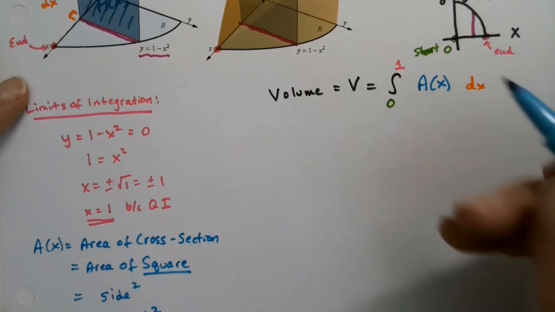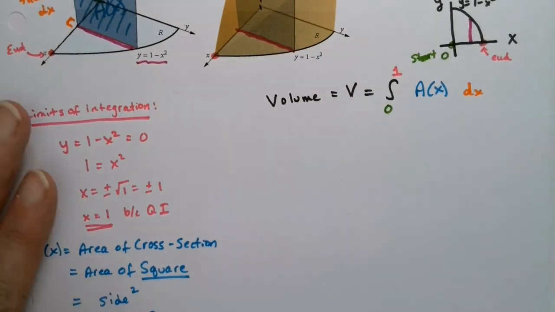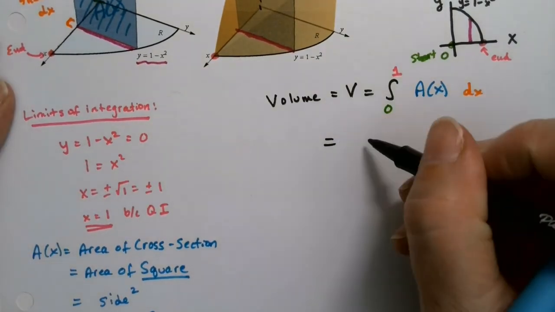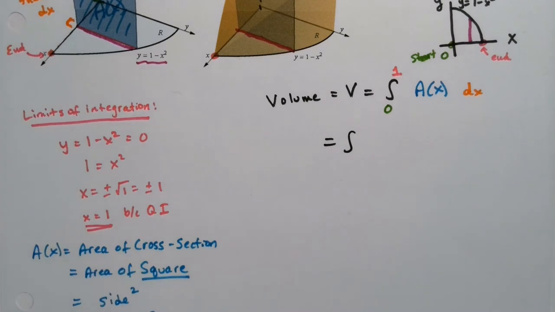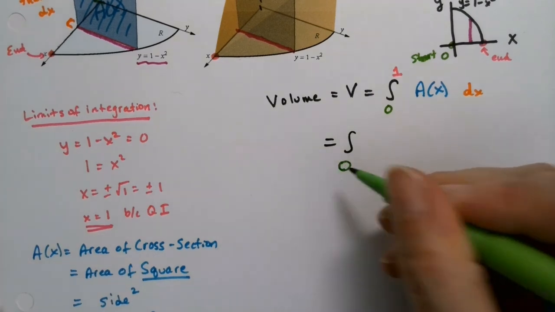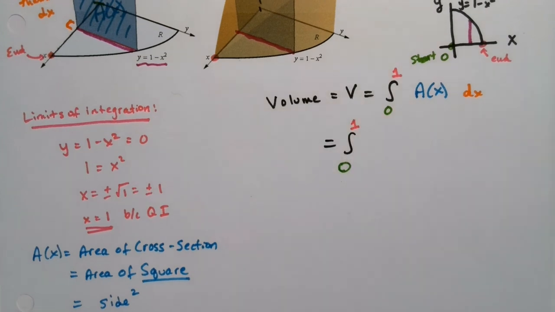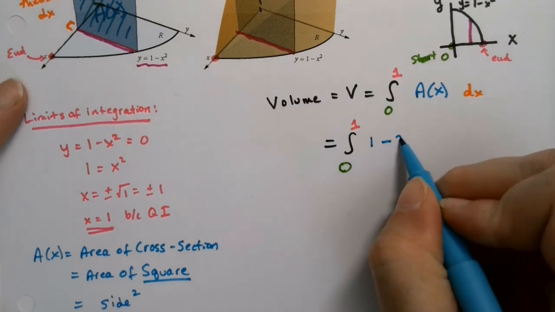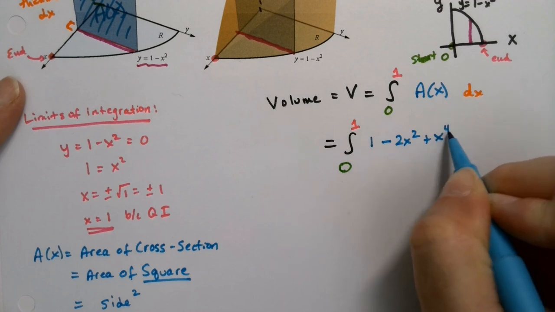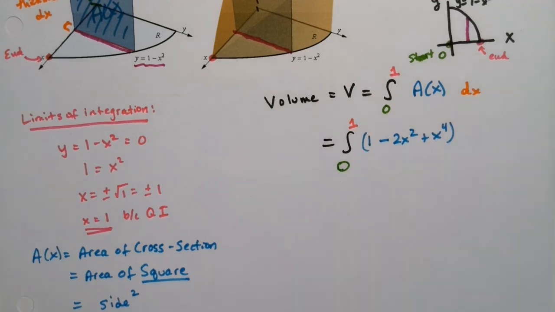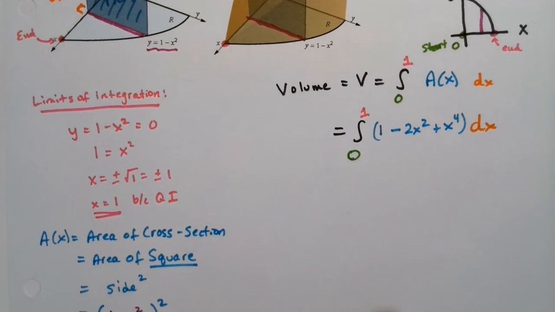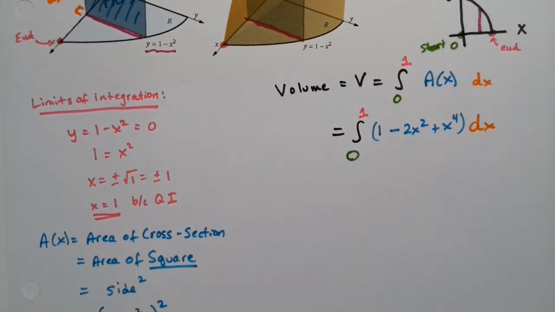All right, so I'm going to take that and put it into my lovely volume integral. So I'm going to go from 0 to 1, and I'm going to integrate 1 minus 2x squared plus x to the 4th with respect to x. Okay, well, that's relatively easy. I'm done with all the colors though.